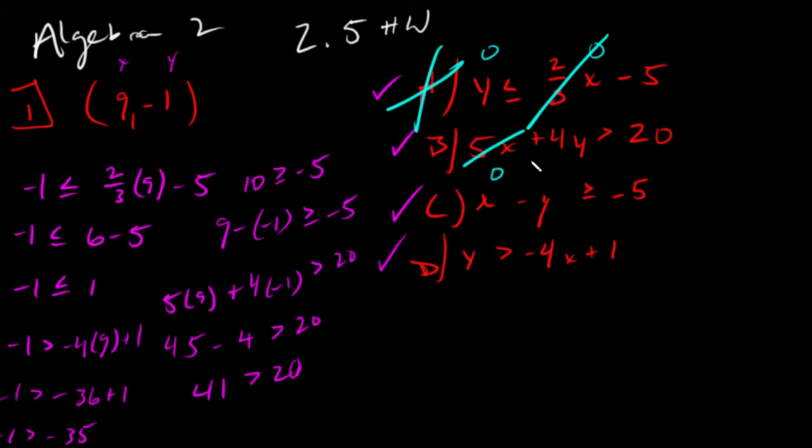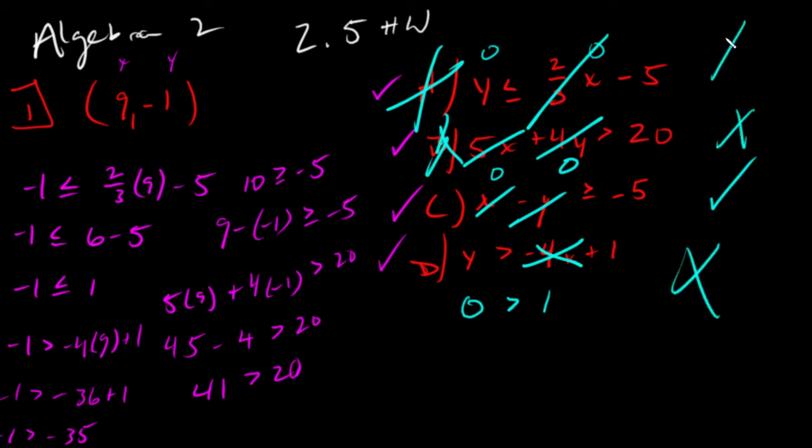Boom, 0 cancels that out. Boom, 0 disappears. Is 0 bigger than 20? No, that's a lie. Not a true statement. Here, you get 0 minus 0, which is 0. Is 0 greater than or equal to negative 5? Ding, ding, ding. That's true. 0 is bigger than negative 5. Then here is 0 again. Boom, that cancels that term. Is 0 bigger than 1? No. Big fat no on that one. All right, so it works on C, and that's it. That was number 2.